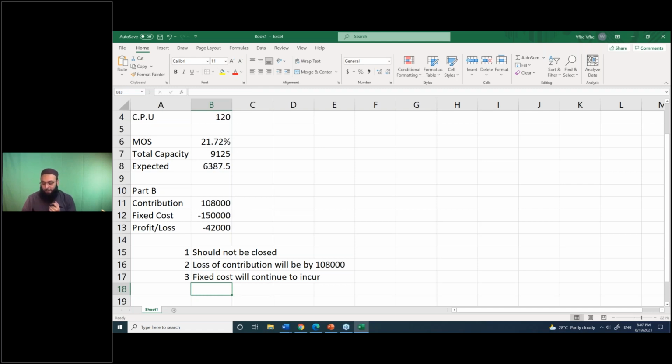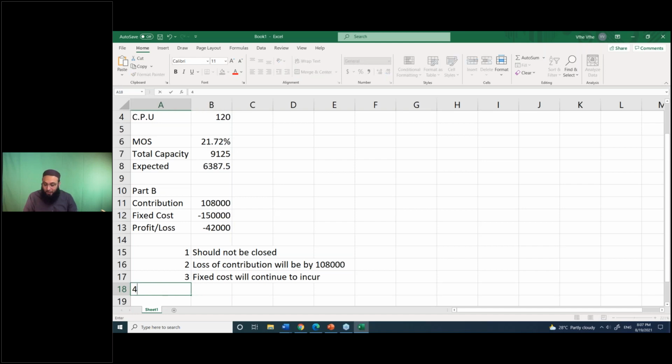Okay. And remember, if you close, this means the contribution that you are earning will be gone. And you will be in a further loss of 100,000. You will incur a further loss of 100,000 because if you are leaving the contribution of 108, obviously the fixed cost will remain the same. So this means that you will incur a loss by the amount of the contribution you will lose.